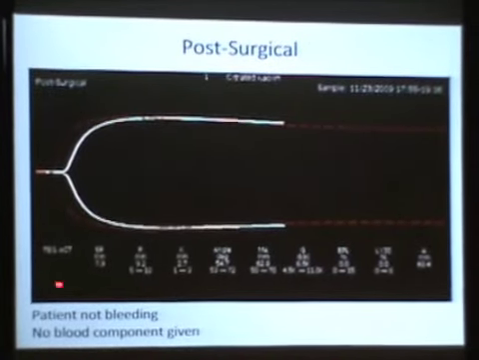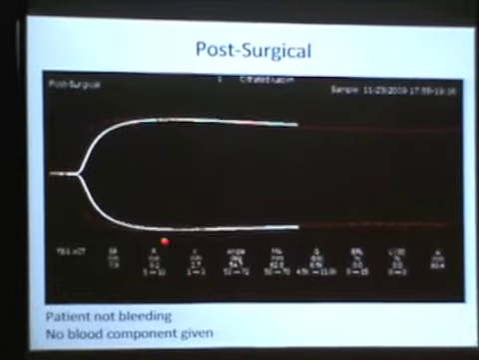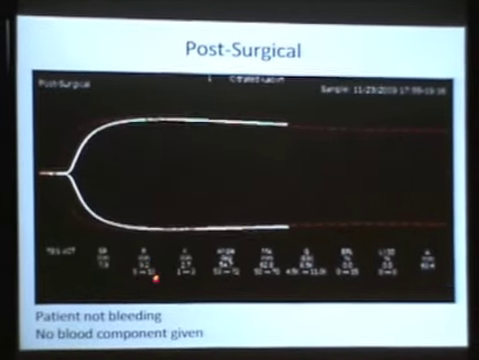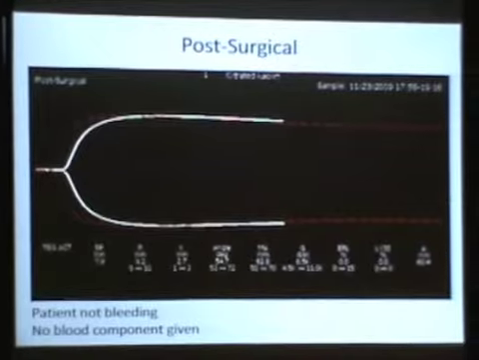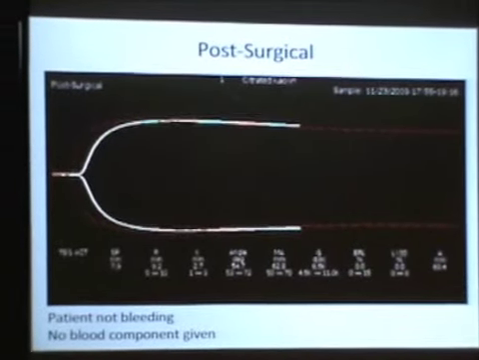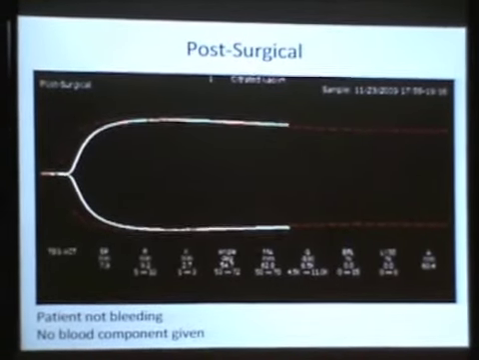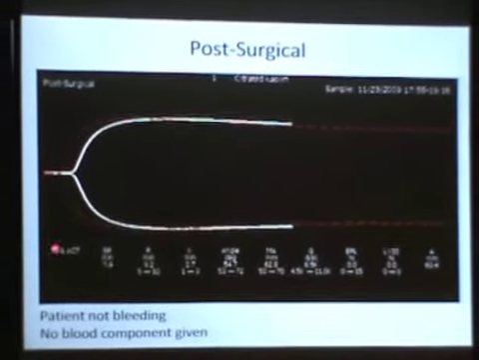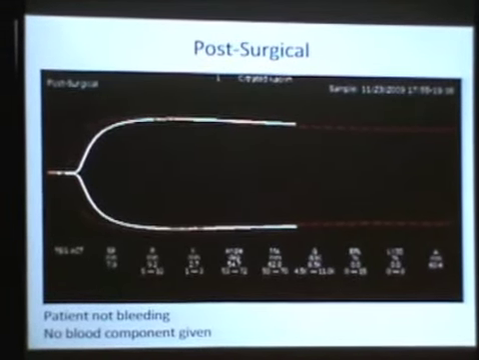So you treat the beginning of the TEG first with either anticoagulant or FFP, if it's hyper or hypo. Hyper, you deal with anticoagulant. Hypo, you deal with FFP. And see how that triggers the rest of this cascade.